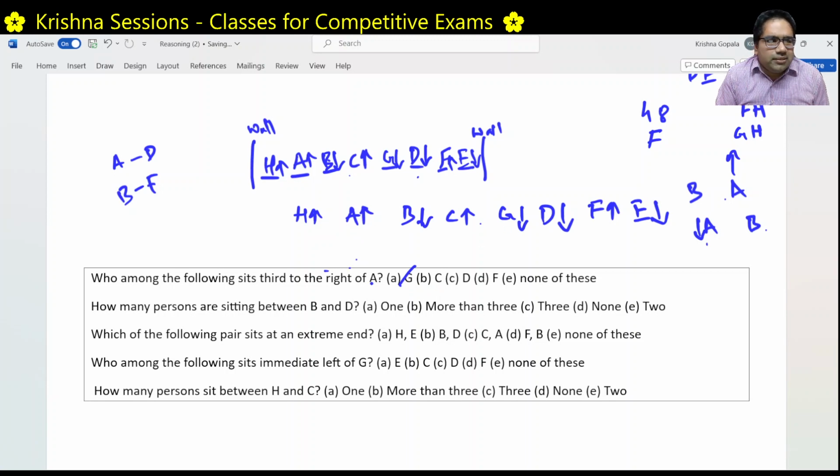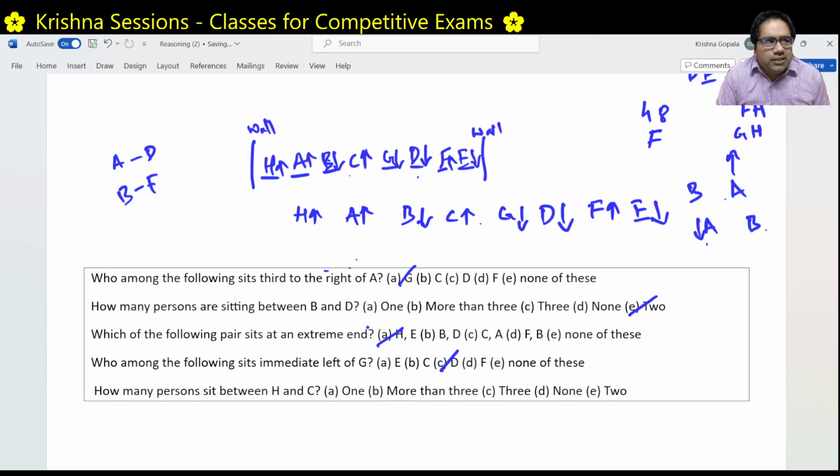How many persons are sitting between B and D? B and D. 1, 2. Two people are sitting. Which of the following pairs sits at the extreme end? H and E. Right? H and E. Who among the following sits immediately to the left of G? G's left. What is that? It is D, not C. Because G is facing downwards. G is facing south. G's left is D.